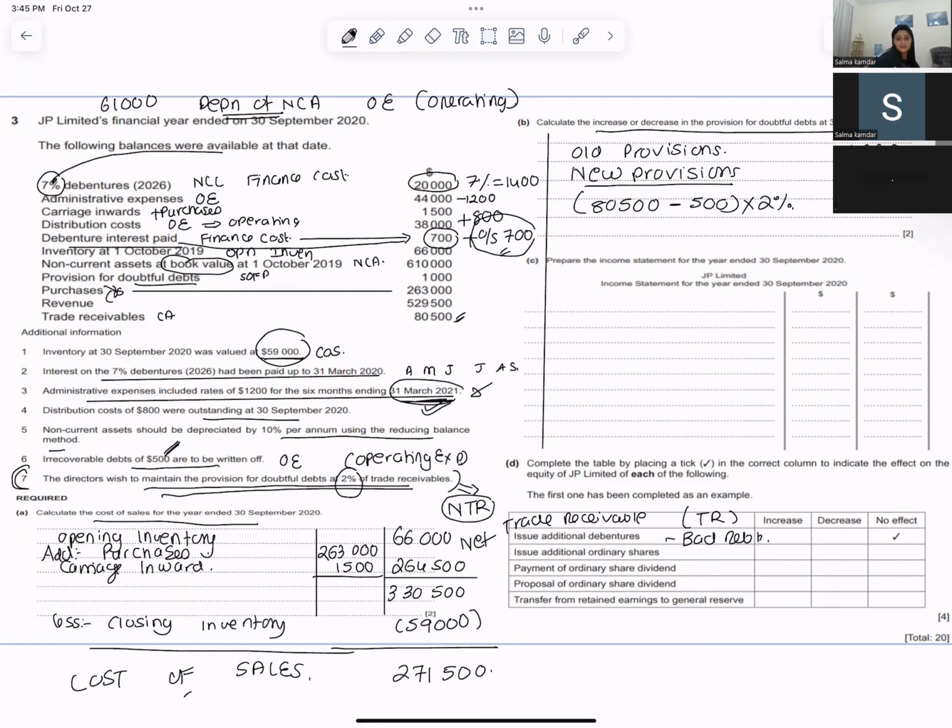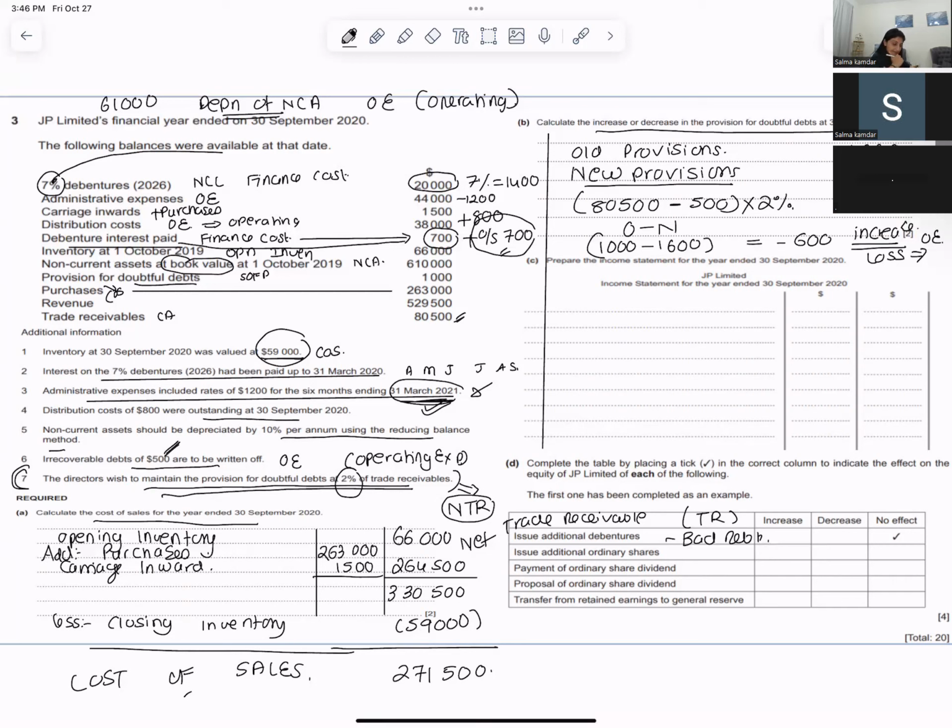Then they want the increase or decrease. How much is the increase or decrease? Old minus new. Old is 1,000, new is 600. Old minus new, minus 600. That means there is an increase. If old minus new is negative, that means it is a loss for you and you record it in other expenses.